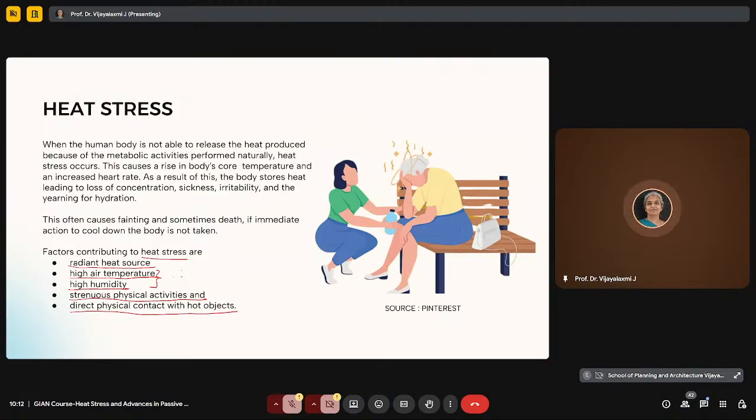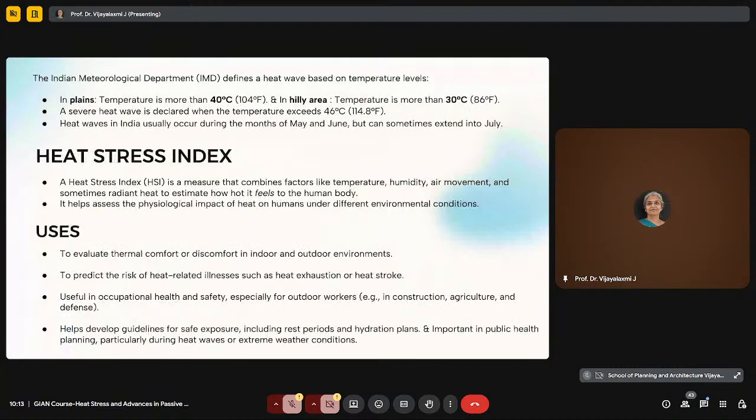And then direct physical contact with hot objects. When I say direct physical contact, I don't mean conduction. I mean something like being close to a furnace, or, along the roadside, they make chapatis and dosa and paratha, no? So that is what I mean by direct physical contact with hot objects.